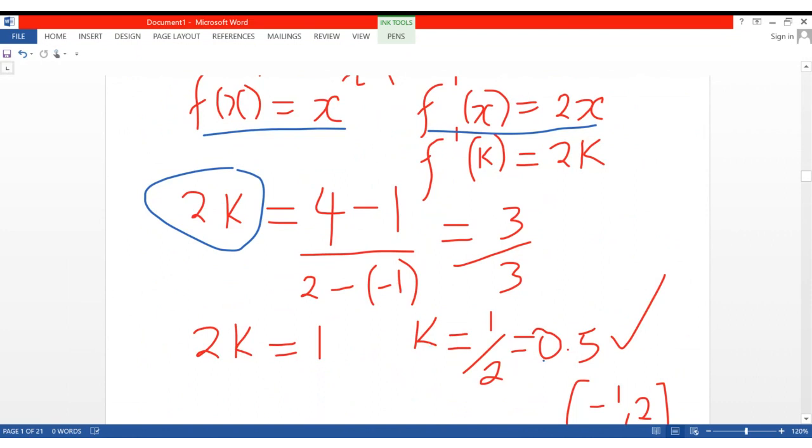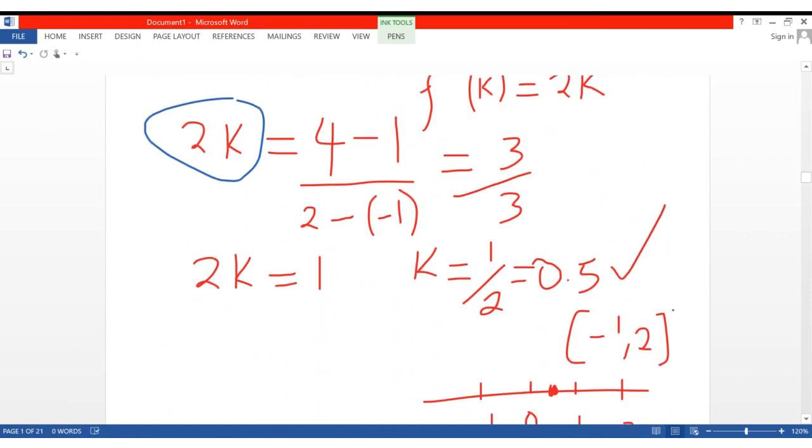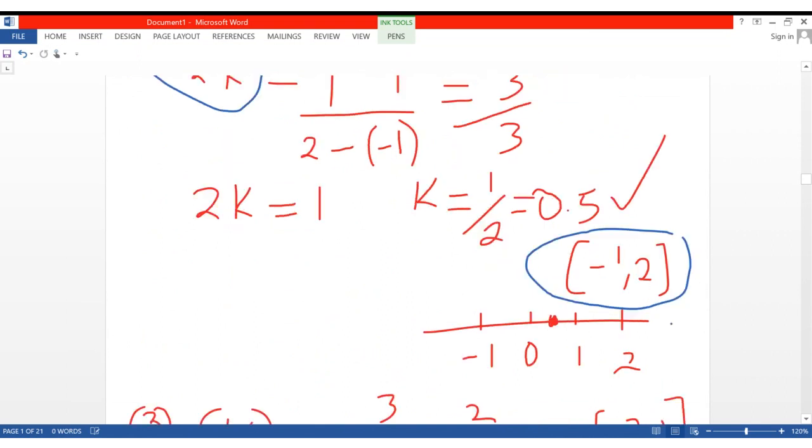Again, we go back to the interval. The interval is this one that we have here, negative 1 and 2. And you can see the value we have gotten for k is in between the interval. It is found in between there. So you have been able to find the value of the constant k.